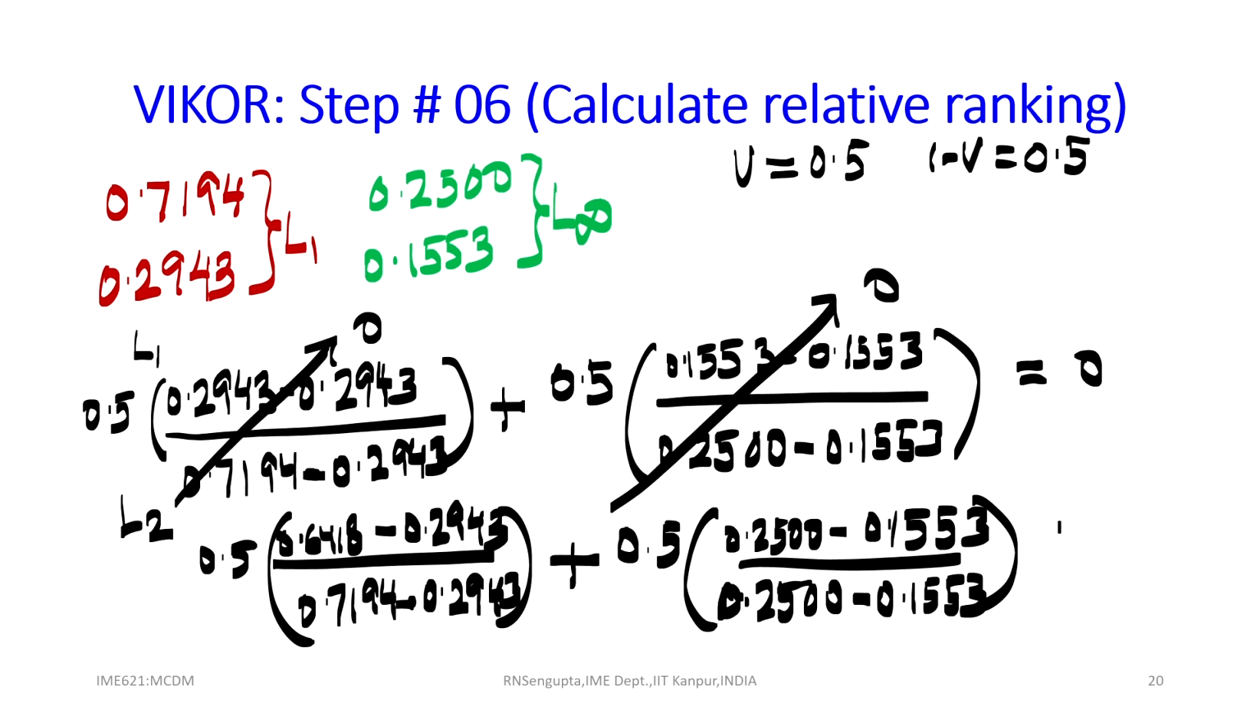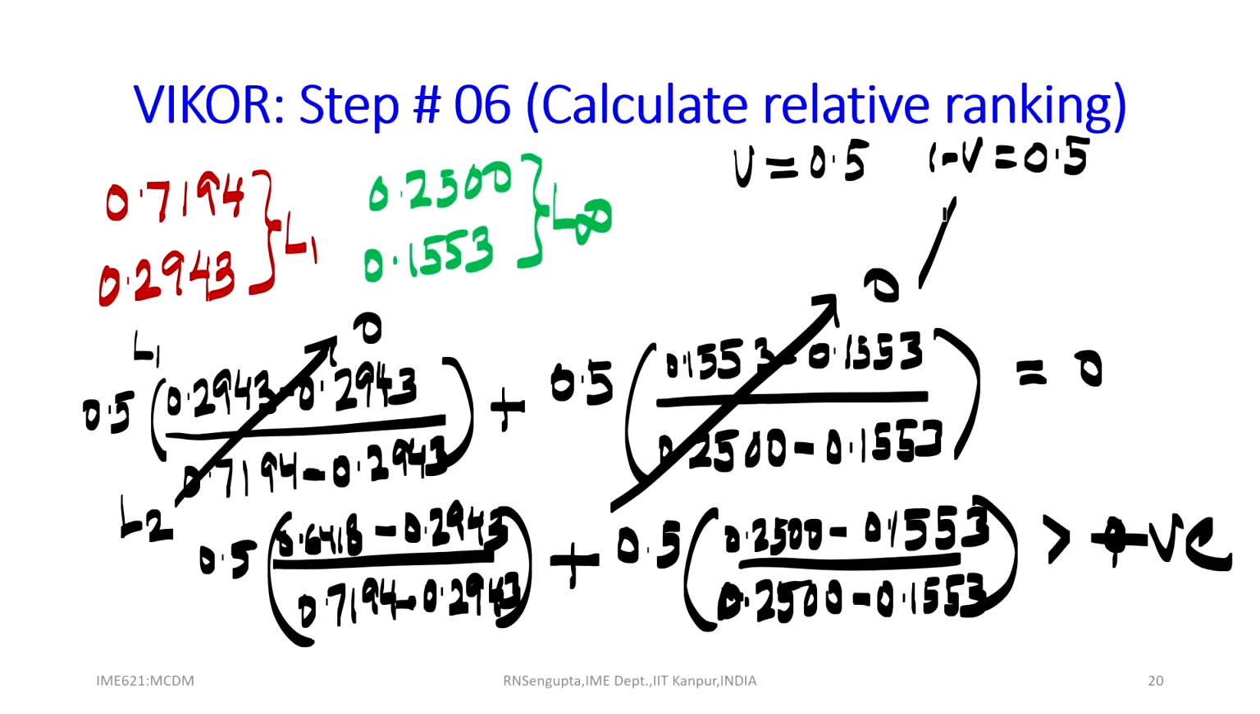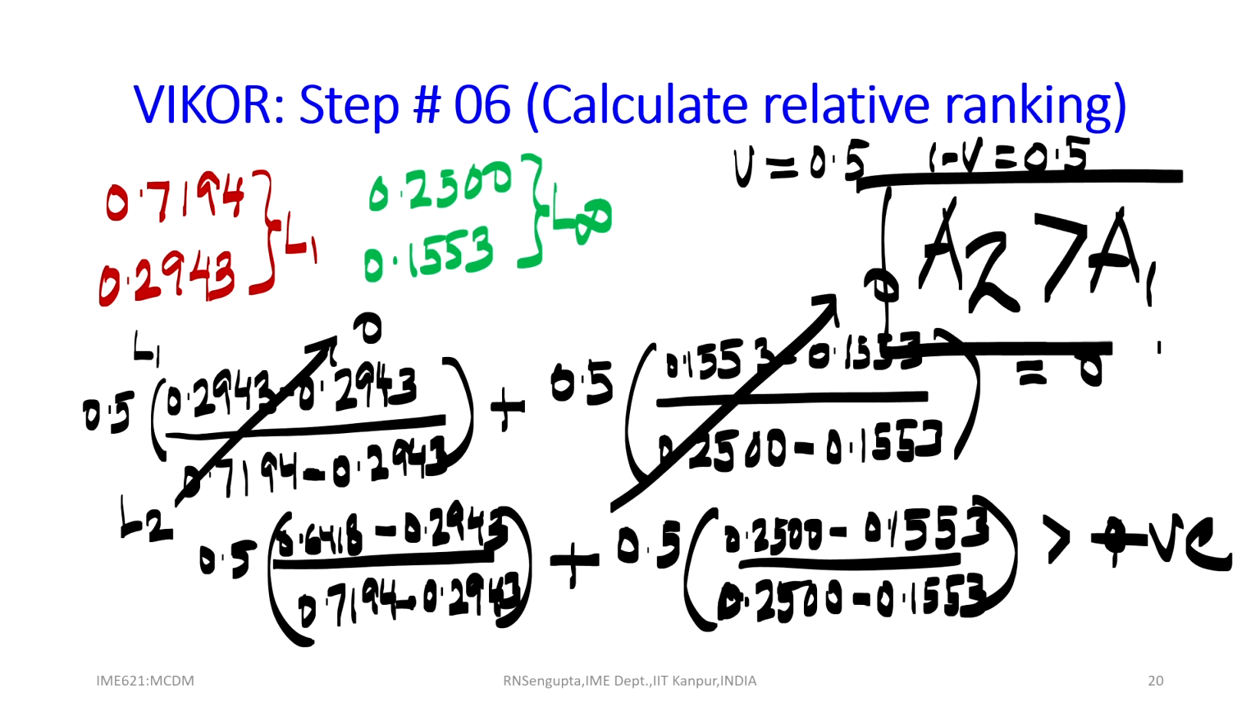Obviously, that will be greater than 0, because both are positive. So, considering that, you will rank them based on this value. Obviously, this is a positive value. If I am comparing only A2 and A1, A2 is definitely better than A1, and in this way we can find out the values for A3, A4 and correspondingly do the ranking accordingly.